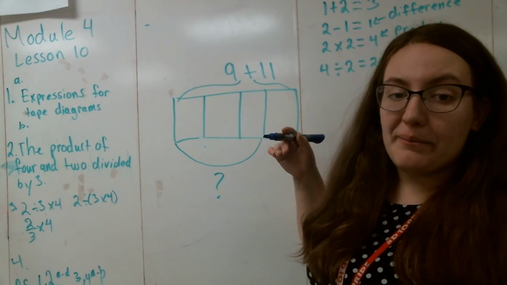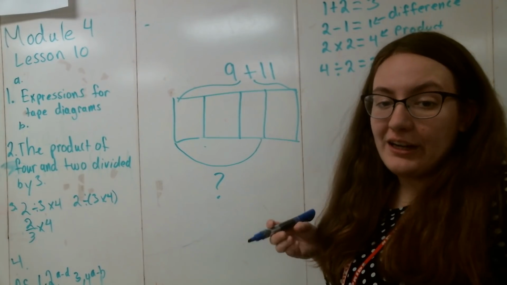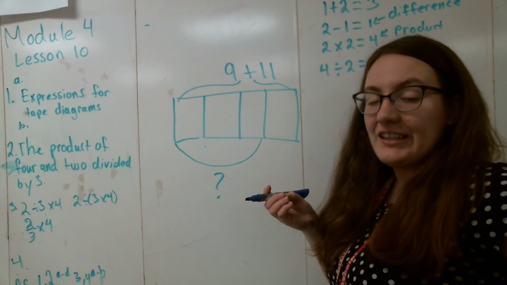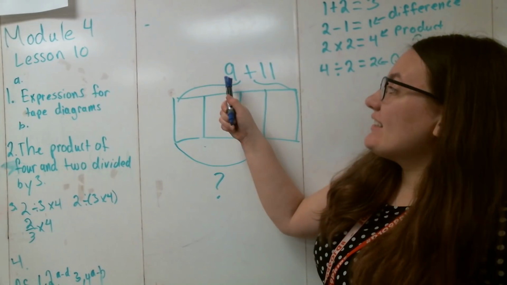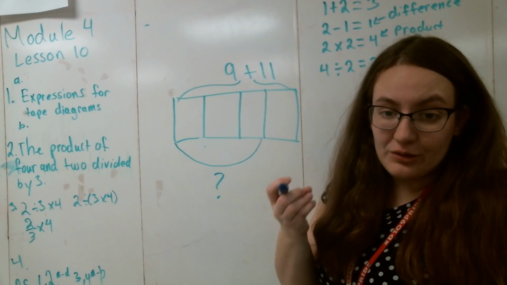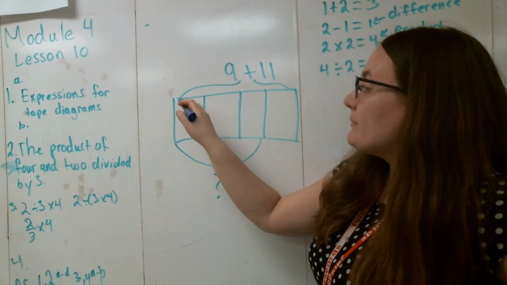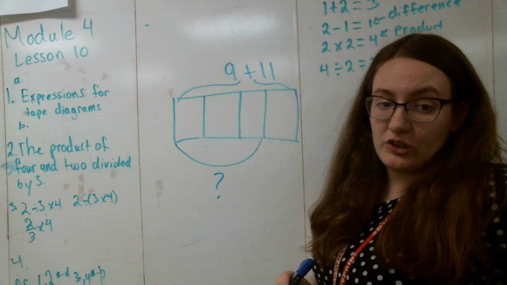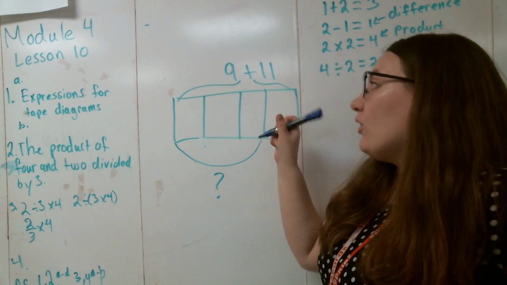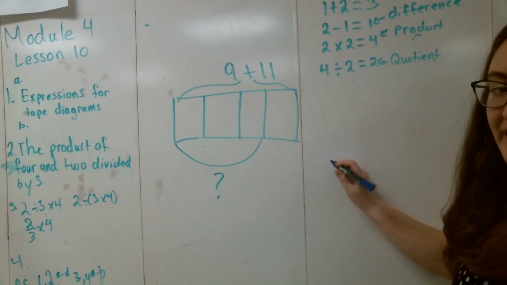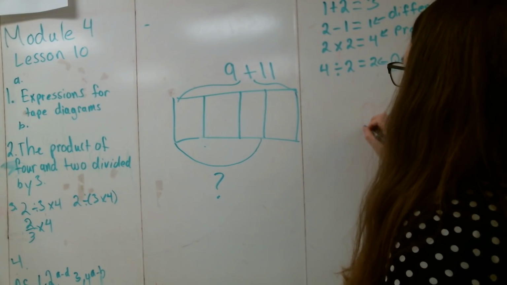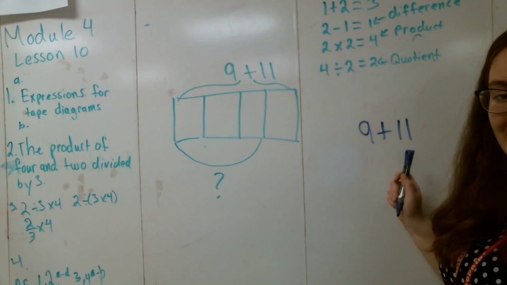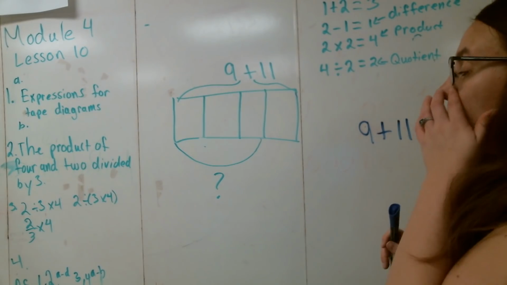So the first step in doing this problem is to identify what my whole is. In this situation, my whole is 9 plus 11. The reason why this is my whole is because this is what my whole tape diagram is equal to. So my whole is 9 plus 11, so I'm going to write that off to the side. I'm not going to put anything else next to it just yet. We're just going to write 9 plus 11, and I would like you to do that as well.